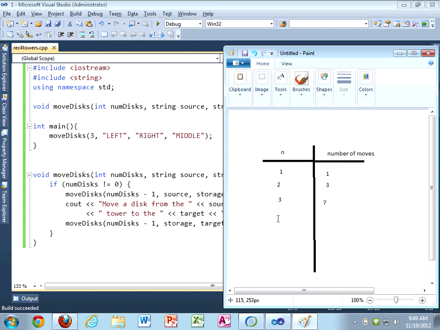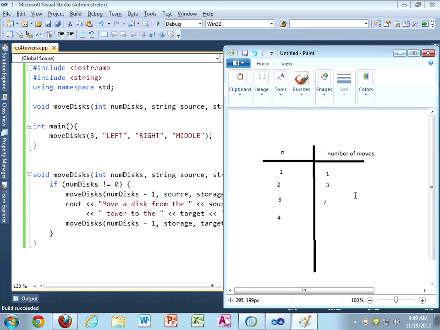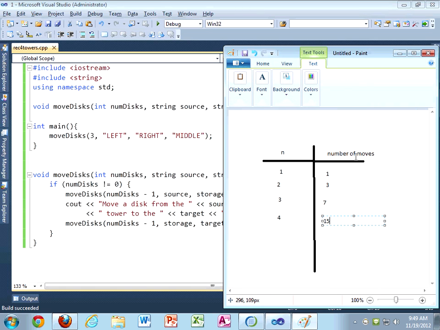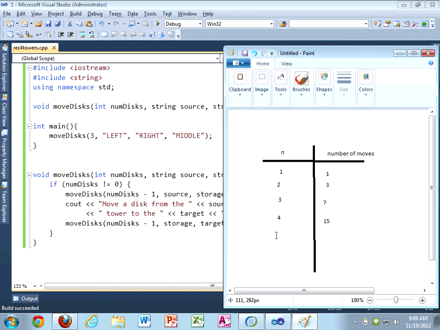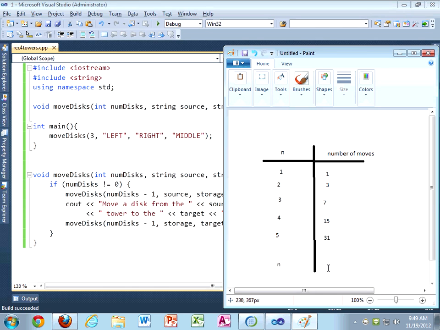Okay, now using that same reasoning, it should be easy for us to figure out how many moves to take 4. 15, right? Because we got to move 3, that's 7 moves. And then we have to move 1, that makes 8. And then we move 3 again, that's 7 more moves. So 15. 7 plus 7 plus 1, 15. Okay. 5 would be what? 31. 31. Anybody see the pattern here?